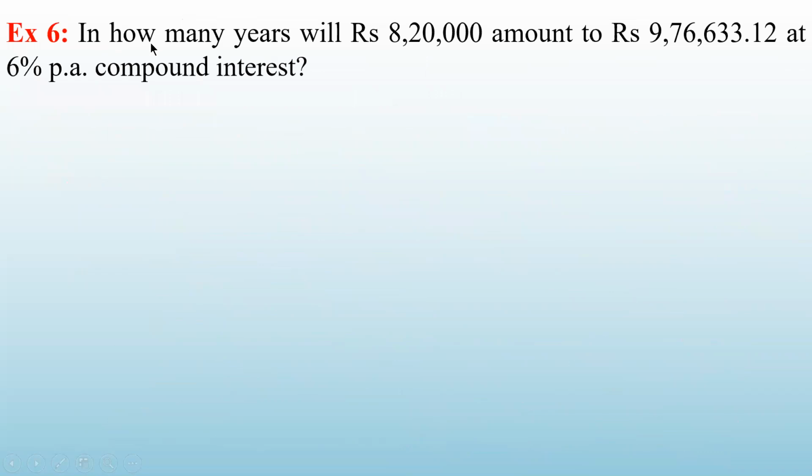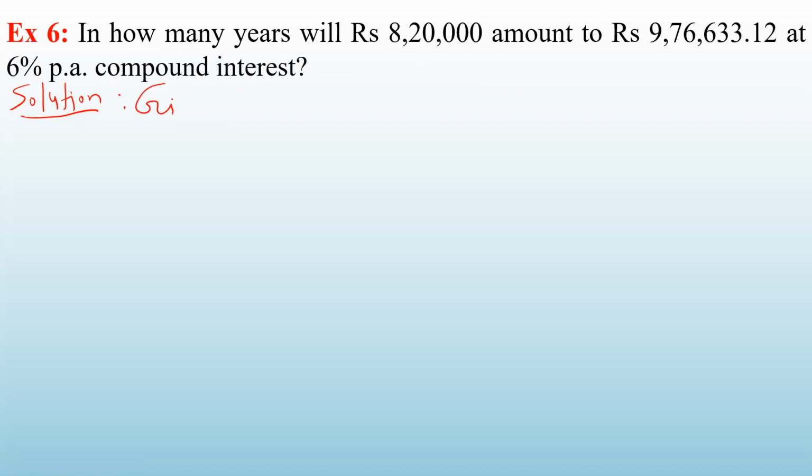Look at this. In how many years will rupees 8,20,000 amount to rupees 9,76,633.12 at 6% per annum compound interest? So again, read the question, try to write down what are the things given to you and what is asked to you. As mentioned here, in how many years? So that means here you have to calculate the value of n. Will rupees 8,20,000 amount to this much. So this 8,20,000 is your principal.